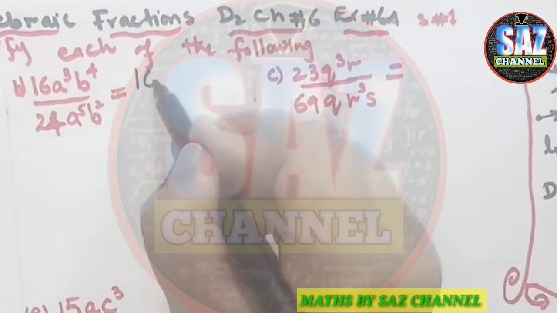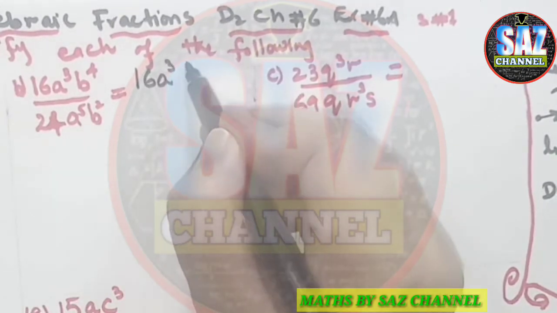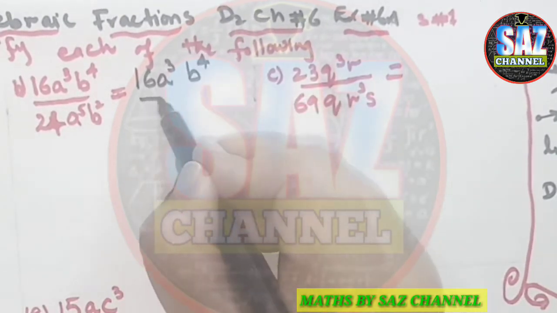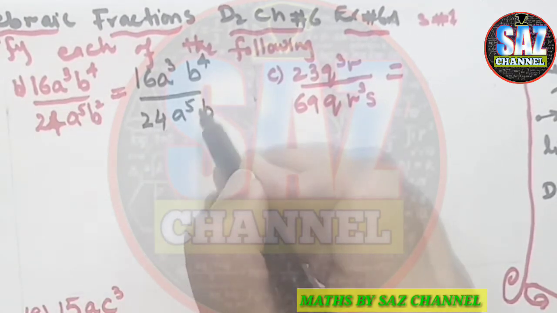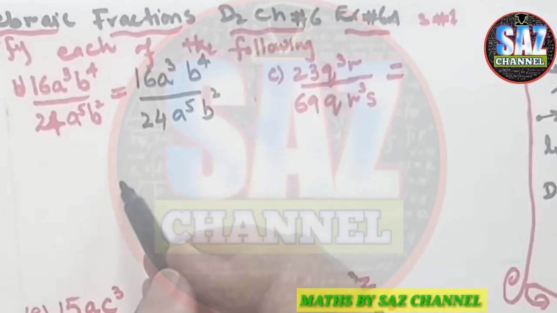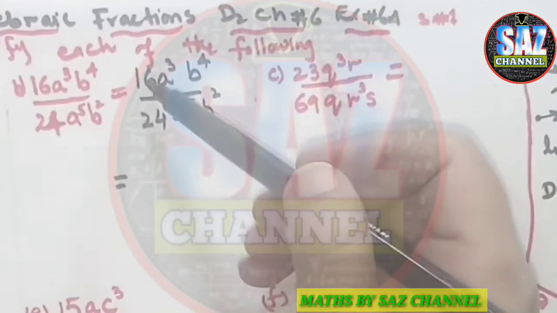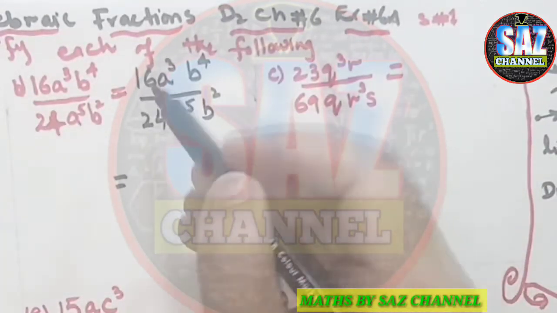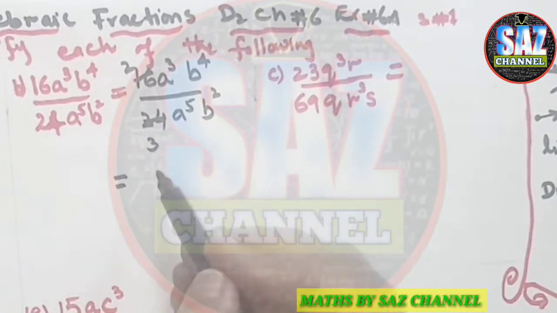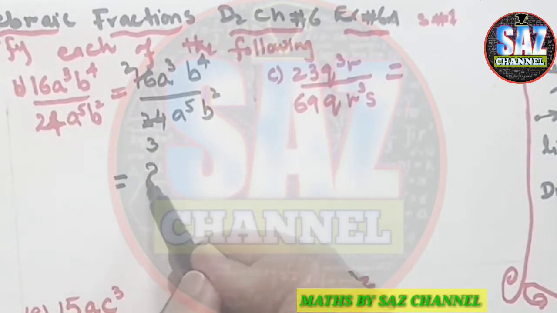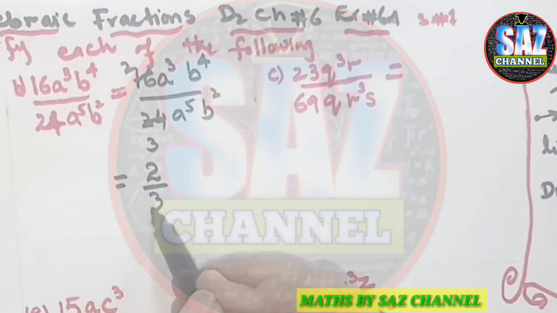Rewrite the question: 16a^3b^4 upon 24a^5b^2. First, think about the constant coefficients: for 16 and 24 the common suitable table is 8. 8 twos are 16 and 8 threes are 24. So from the constants I will be left with 2 by 3.